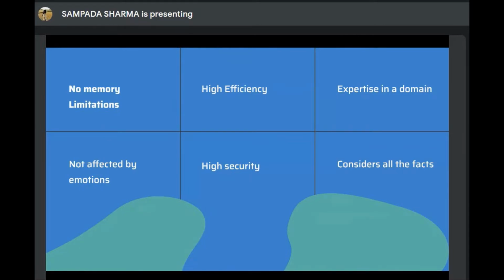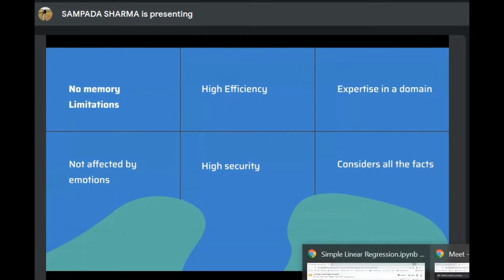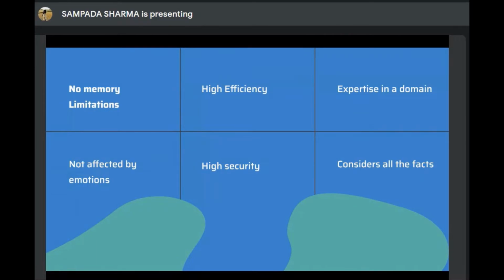High efficiency. For there to be high efficiency with an expert system, the knowledge base needs to be kept up to date with the correct information. Expertise in a domain. Because in an expert system, the knowledge, the skills, the experiences, and abilities of a lot of different human experts are incorporated in one knowledge base. It makes it easy to produce an efficient output by combining all of the facts, all of the knowledge.